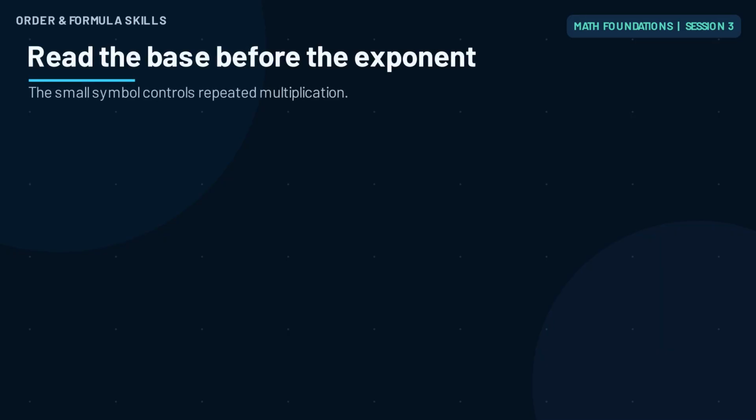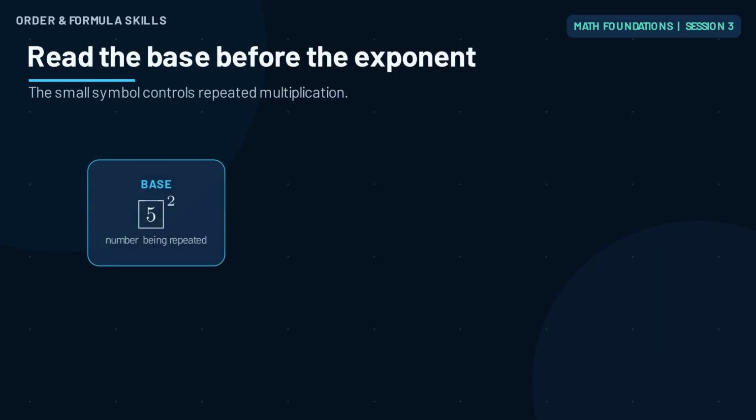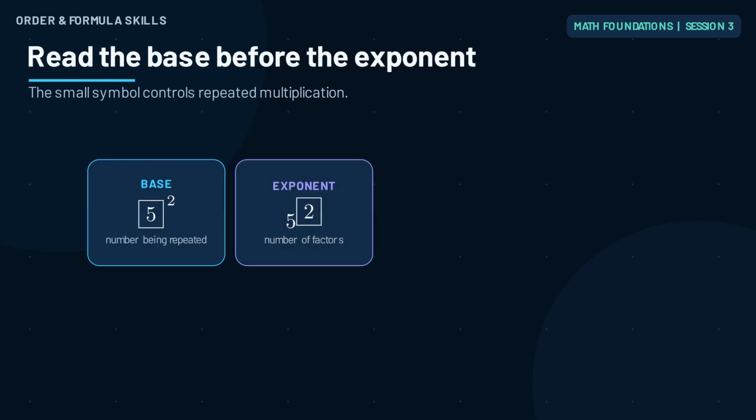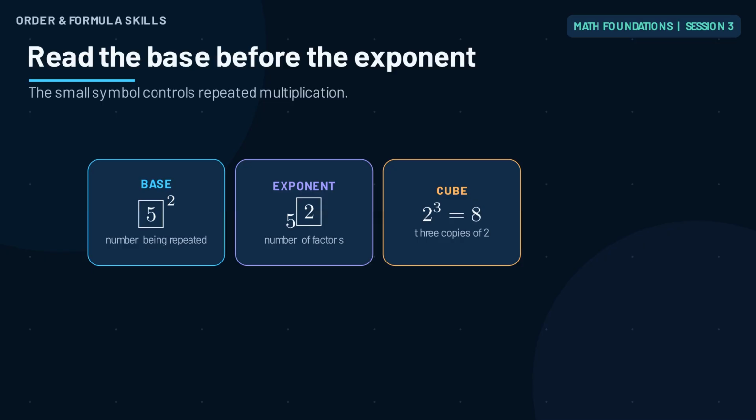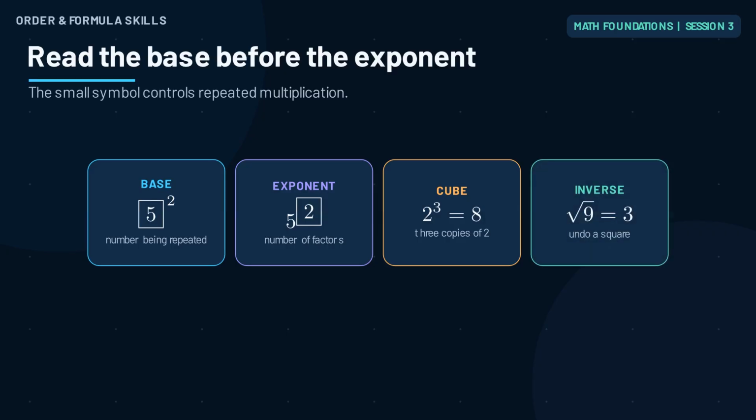Read every power as a base plus an exponent. In 5 squared, 5 is the base and 2 is the exponent. The exponent tells how many copies of the base are multiplied, so 5 squared is 5 times 5, not 5 times 2. 2 cubed uses 3 copies of 2, giving 8. A square root reverses a square, while a cube root reverses a cube. The small symbol controls the entire operation.